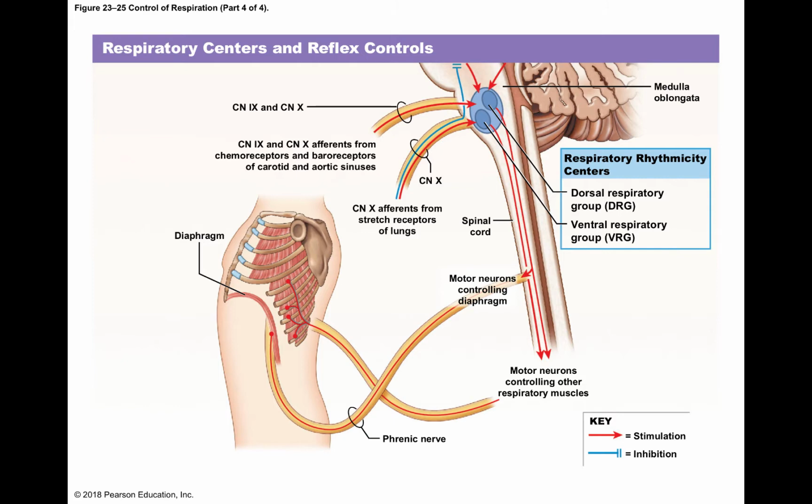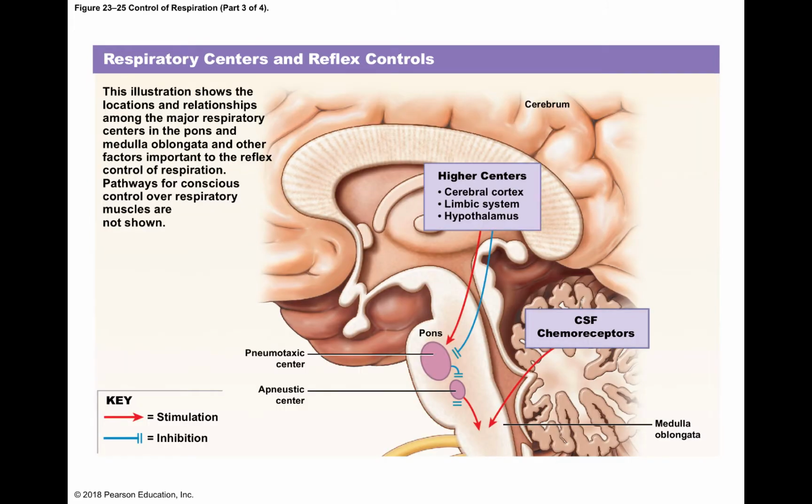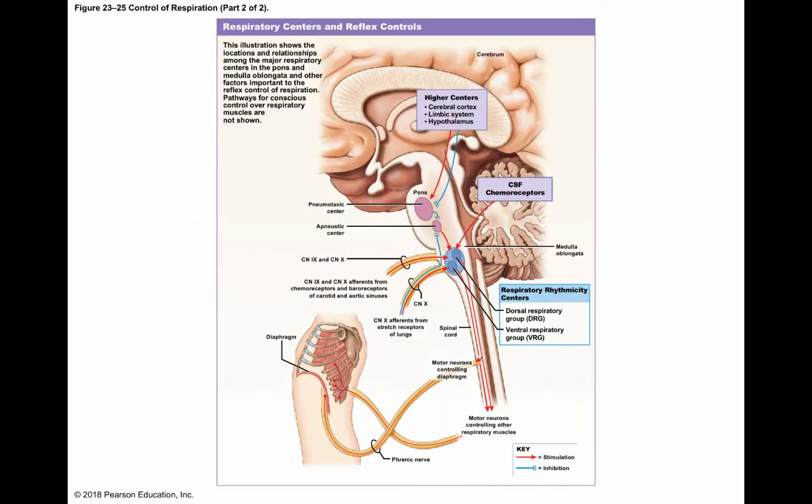And then we have the ventral respiratory group, and the ventral respiratory group is going to control the rhythm of your breathing when you're doing more forced or more active breathing, like during exercise or certain health conditions. Then the ventral respiratory group kicks in, right? So we have those two areas in the medulla oblongata. Know that the dorsal respiratory group is for just quiet breathing, and the ventral respiratory group is for more active, or more forced, breathing.